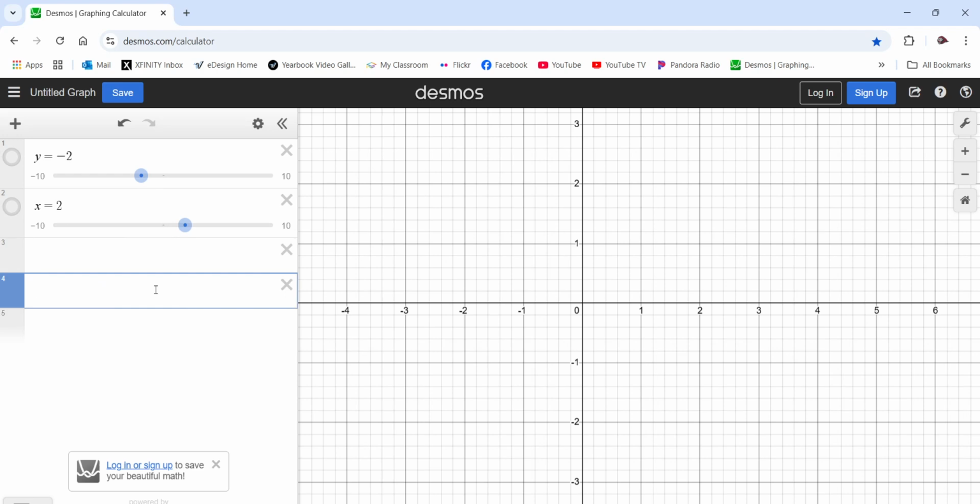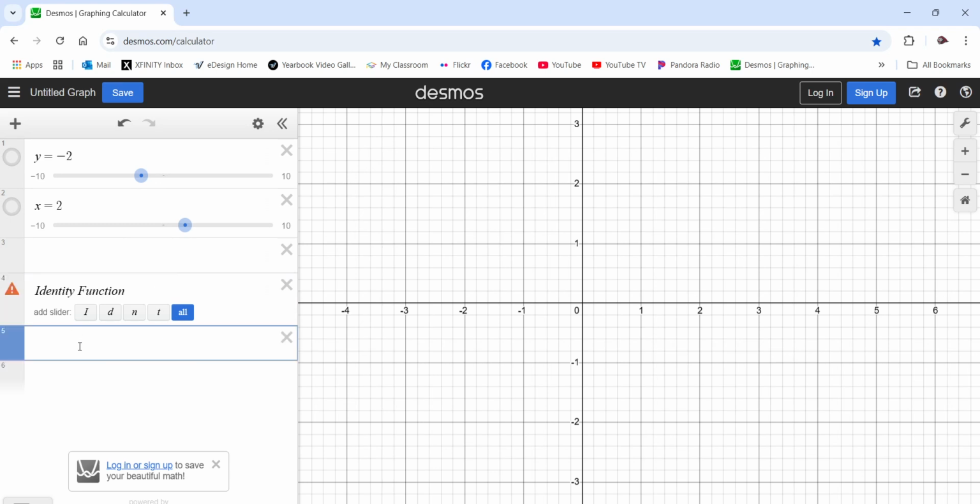Okay, when it's y equals a number or x equals a number, that's called a constant function because it never changes, right? It just stays whatever that is. All right. Here, the next one. Again, I'm not writing this down because I don't want to go back and forth. I might be able to actually type stuff in. Identity function. Yeah, I can do that.